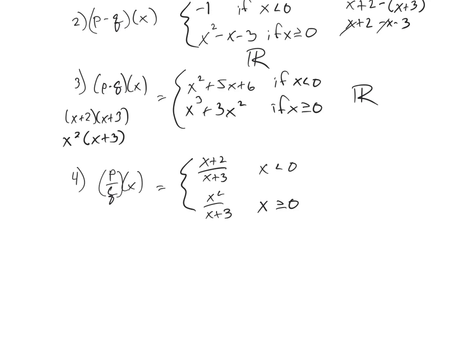Now, because we made a denominator, we do have a domain restriction. Remember, your denominator is not allowed to equal 0. So we get x cannot equal -3. This is your domain restriction. And that's how you add piecework functions.